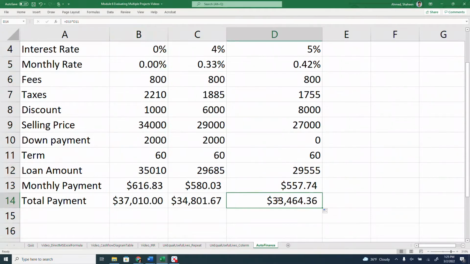In the next video, we'll show you typical home financing options, to help you make a better decision when you buy a car or buy a home.